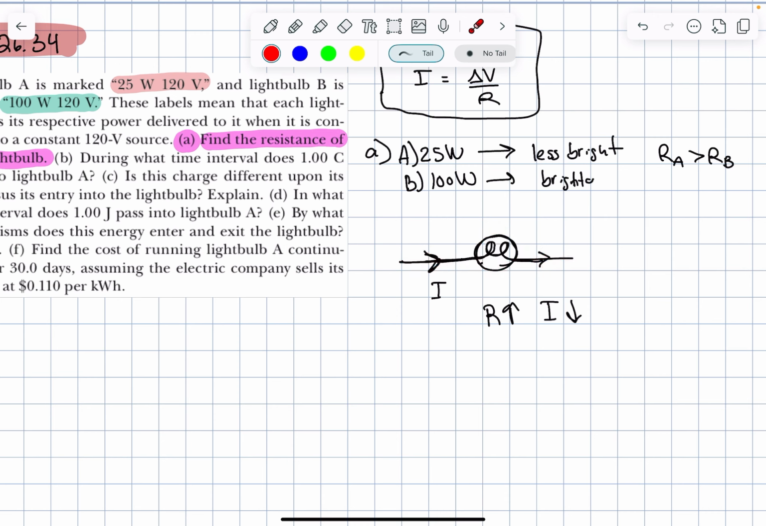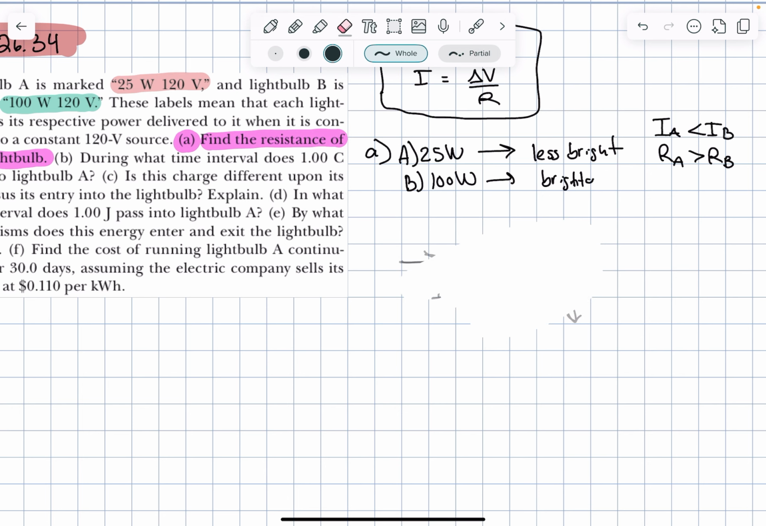So that means that this light bulb is going to have a resistance that's larger than this one here, because this one is pulling less current than this one. I'll rewrite that. So current of A is less than current of B. All right, so now we just need to figure out what R is.